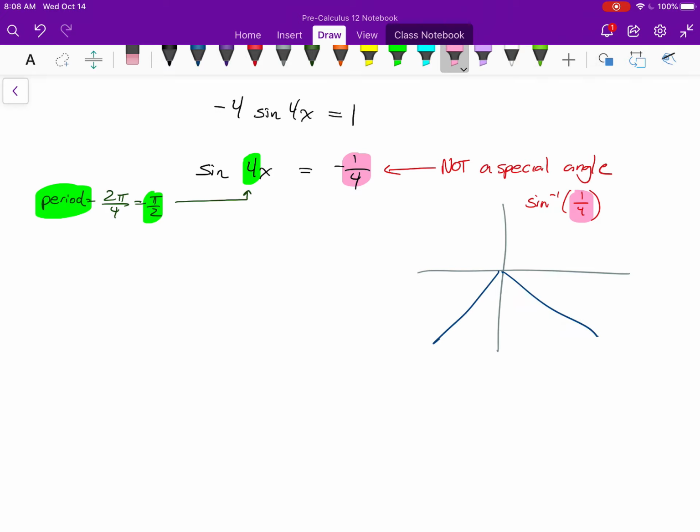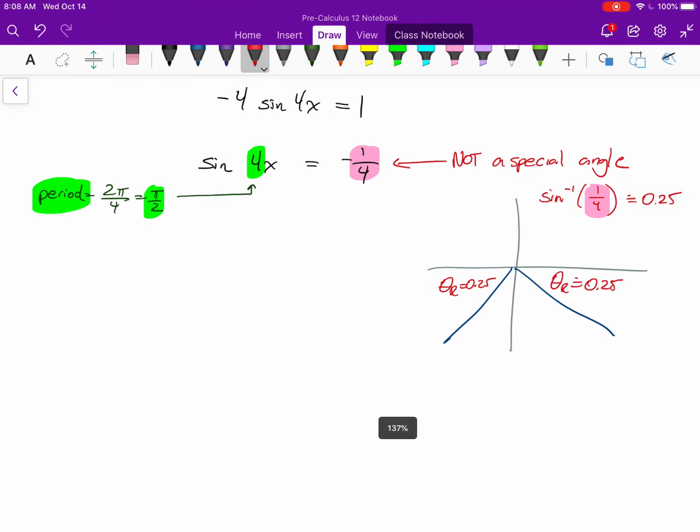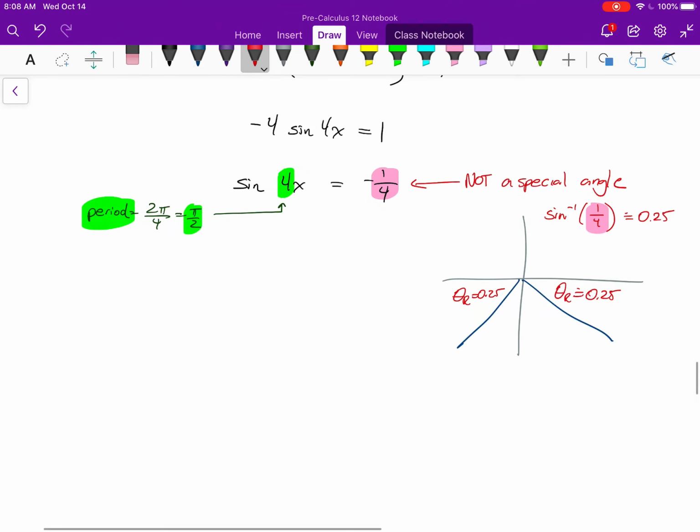So if I have my calculator in radians and I go inverse sine of 1/4, I get about 0.25. It's an irrational number. It's actually 0.25268, blah, blah, blah. So it's about that, and that's my reference angle. So I now know each of these reference angles is about 0.25. And now I can start to solve for my solutions. I have one solution here and one solution here in one period. Okay? And so what are those?